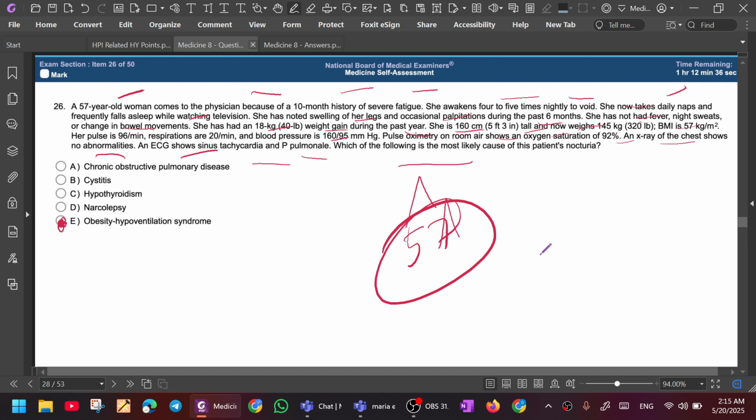The diagnosis of OHS can be made in patients with BMI over 30 with documented alveolar hypoventilation while awake after exclusion of competing diagnoses. And it's not COPD. COPD often presents with exertional dyspnea, cough, and wheezing, sometimes with resting hypoxemia. It is more common in patients who smoke cigarettes. It is not likely to present with daytime somnolence, nocturia, and daytime fatigue. COPD can be diagnosed using spirometry.